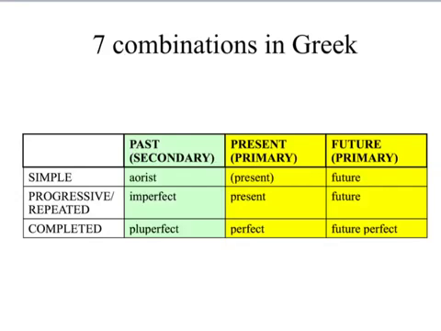So if you combine the three possible times, past, present, future, with these now three possible aspects: the simple, the progressive or repeated, and the completed, and then you subtract ones for present simple and future simple, you end up with the 7 Greek tenses: the aorist, past simple; the imperfect, past progressive; the pluperfect, past completed; the present, present simple or progressive; the perfect, present completed; the future, which is again both simple and progressive; and the future completed, which is future perfect.